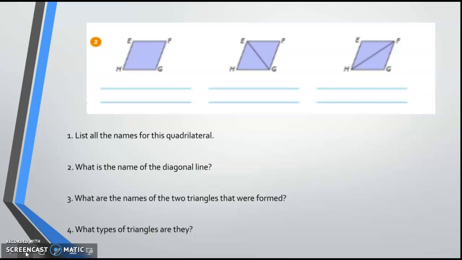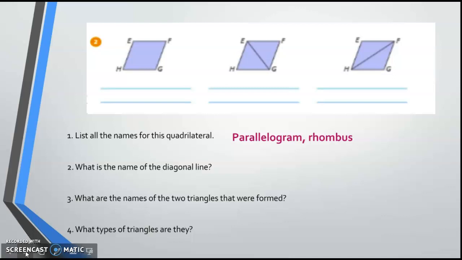Is it a parallelogram? 2 pairs of parallel sides. Yes. Is it a rhombus? 2 pairs of parallel sides and 4 equal sides. Ooh, yes, it's a rhombus. Is it a trapezoid? 1 pair of parallel sides. Nope, not a trapezoid. So there are 2 names for this one. It is a parallelogram and a rhombus. We're going to call it a parallelogram.